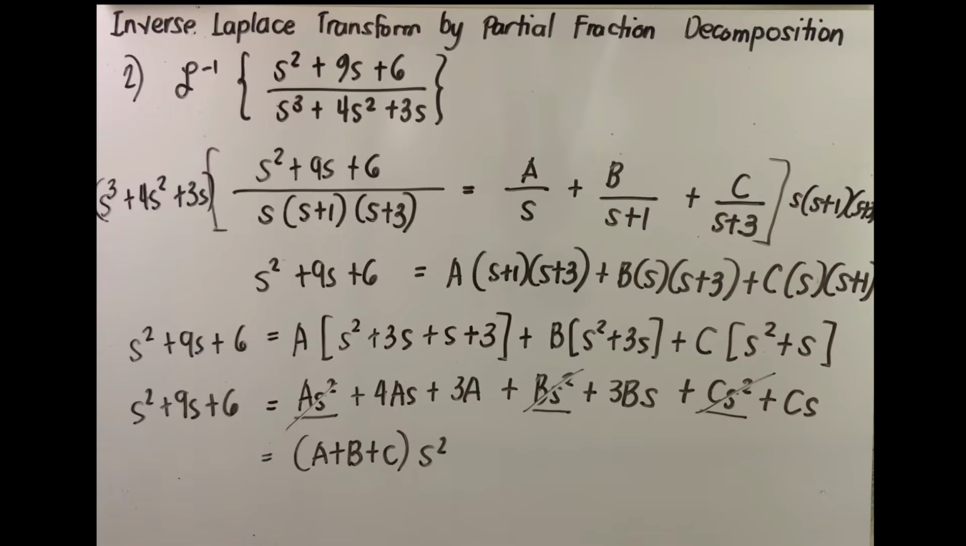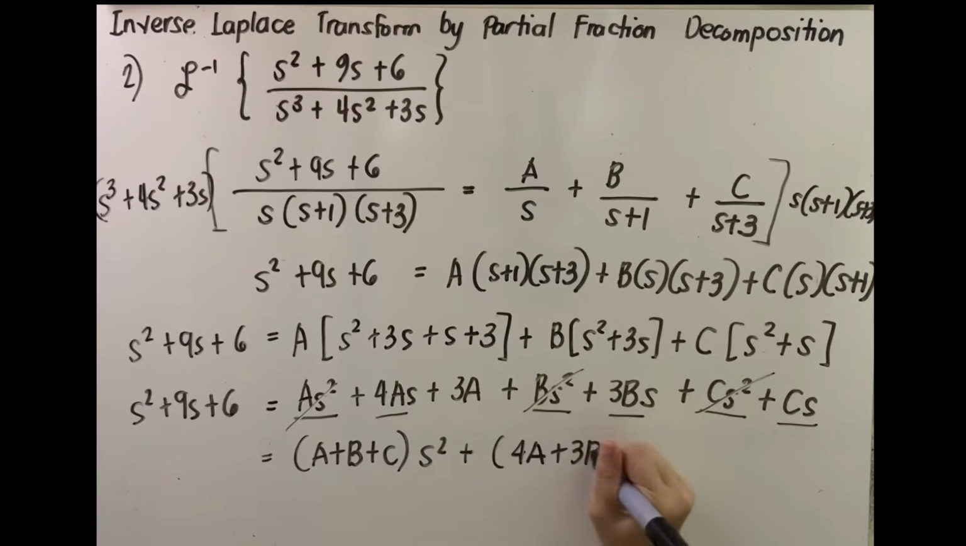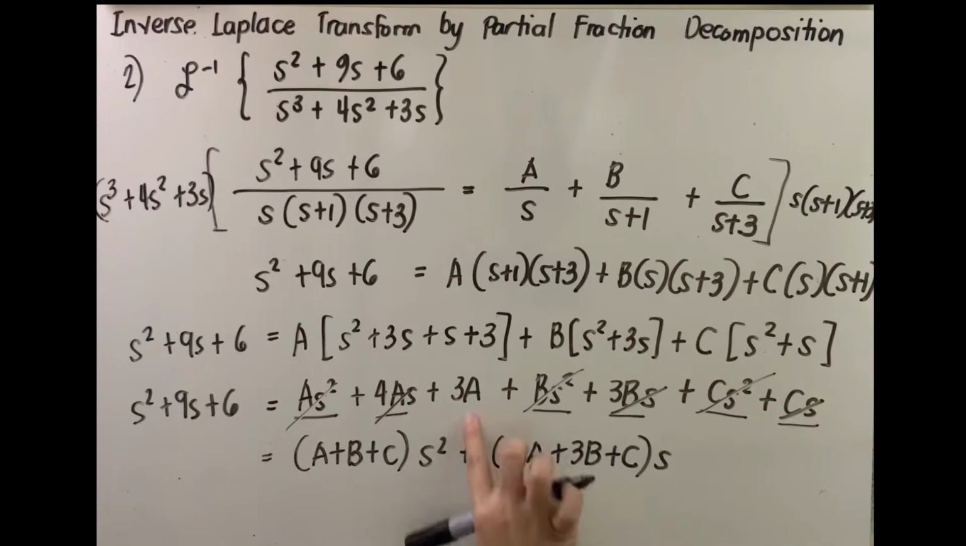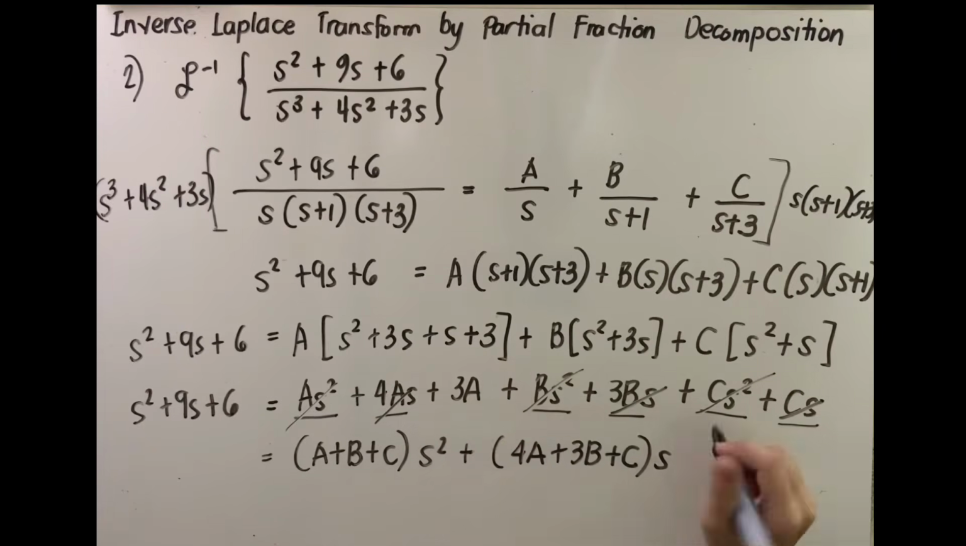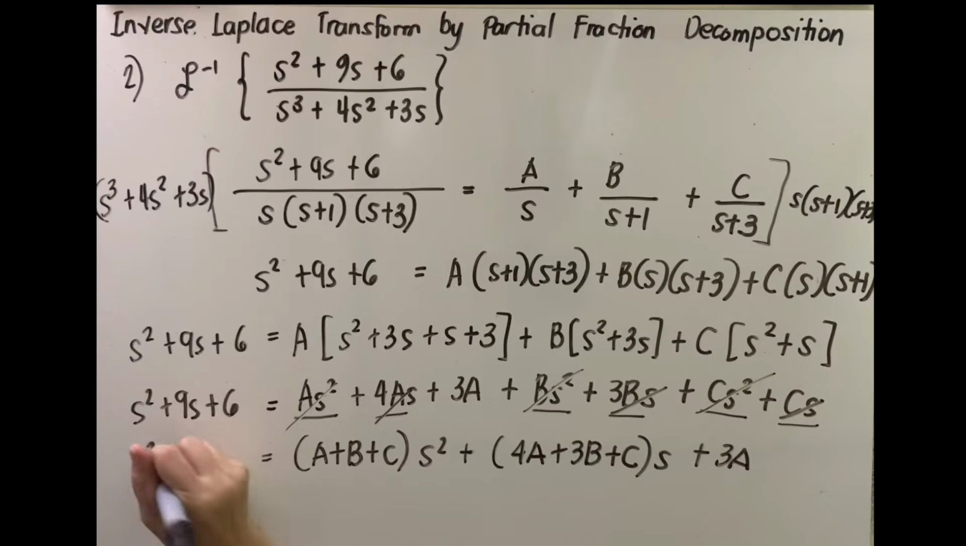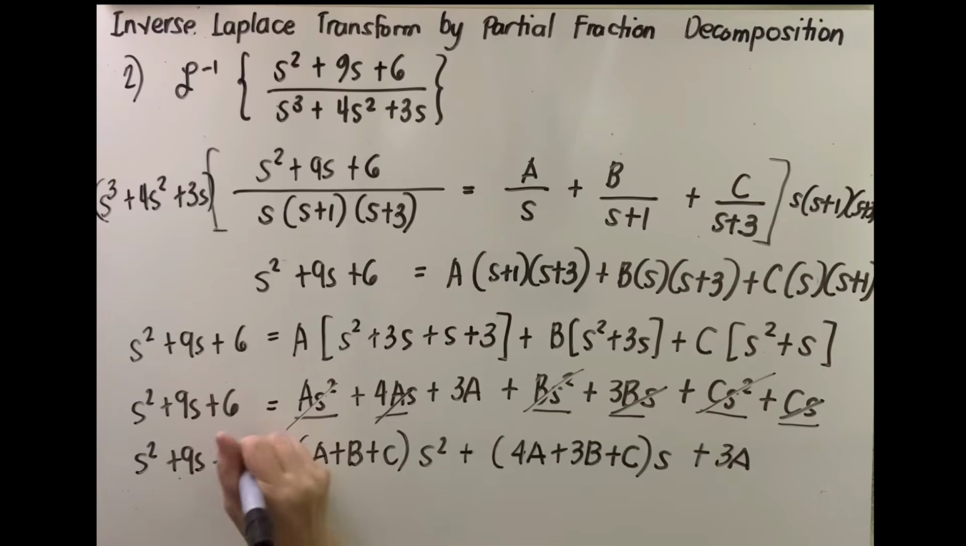Next is the first degree term. So we have 4as, 3bs, and cs. And in this 3s is common. So I'm going to factor out s. I'll be left with 4a plus 3b plus c times s. Okay? And then, I'm going to cross them out because I'm done with them. And then, afterwards, ano pang tira? I only have 3a na lamang on my right side. And this is equivalent to s squared plus 9s plus 6.